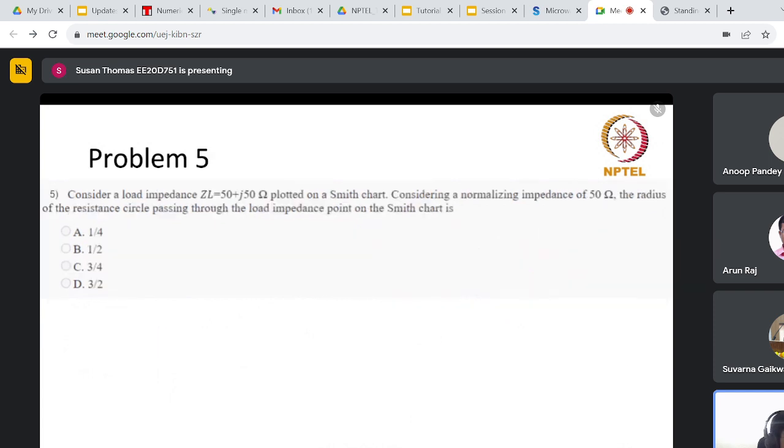Okay, now let's move on to the next question. So in this question, I have shortly described to you about the Smith chart. I hope that is very basic to all of you. Consider a load impedance ZL given as 50 plus j50. Normalizing the impedance with respect to 50 ohm, the radius of the resistance circle passing through the load impedance point on the Smith chart is.